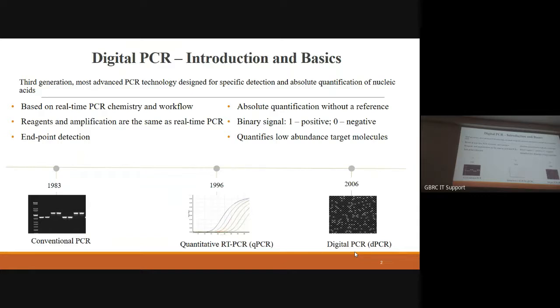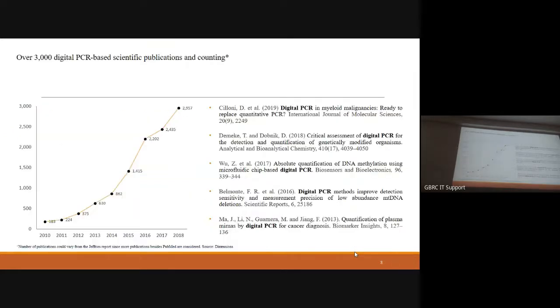So firstly, in 1983, the conventional PCR evolved. Then in 1996, quantitative RT-PCR came across, and in 2006, digital PCR came into the market. And now, across any company, over 3,000 digital PCR based scientific publications have already been published, and it is still counting.